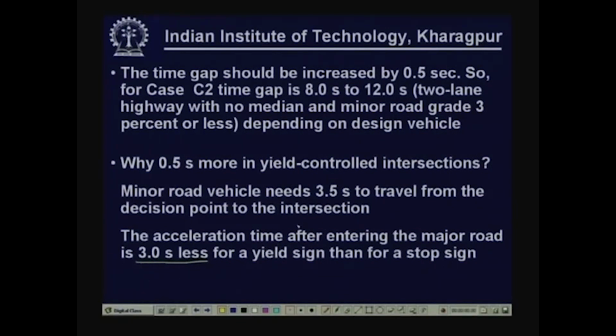So, there was an additional time requirement of 3.5 seconds and there is a saving of 3 seconds. So, as a net result, it is half a second more time that is required for a yield controlled intersection. That is why the time gap is taken as 8 seconds to 12 seconds depending on the design vehicle.